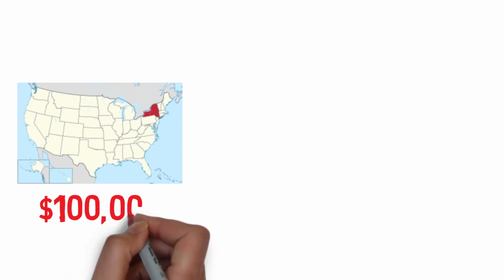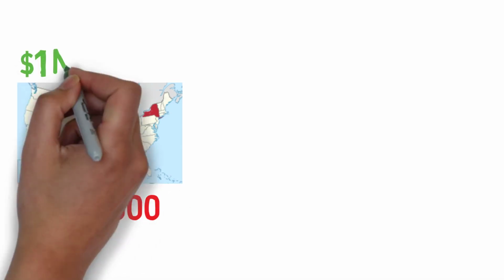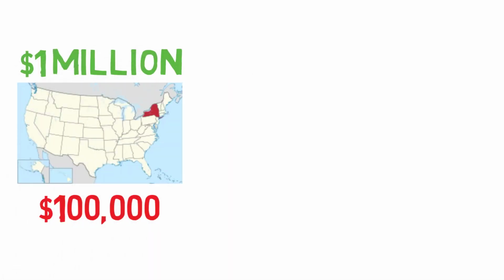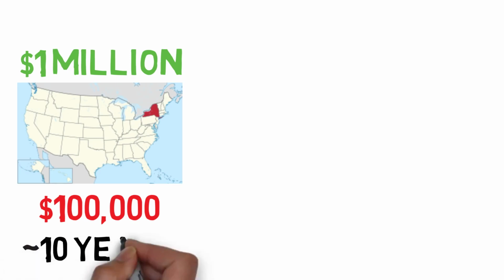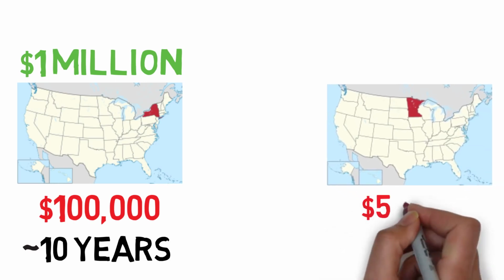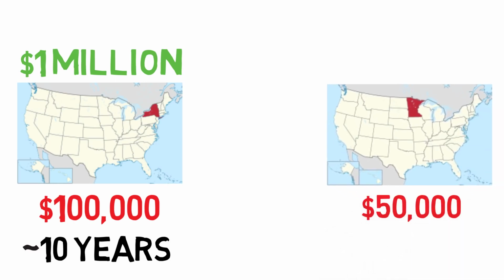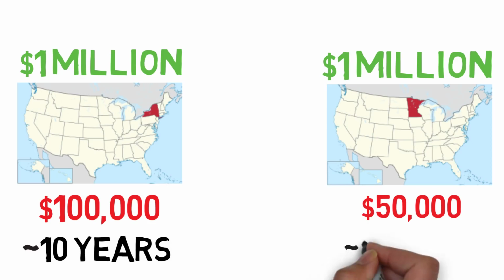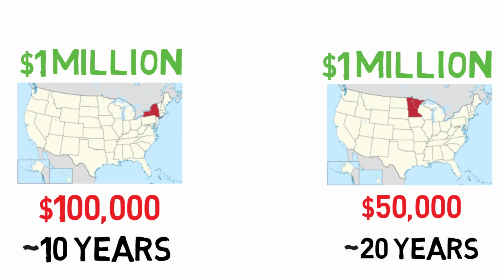Someone living in New York and spending, say, $100,000 a year with $1 million in savings would have accumulated roughly 10 years worth of wealth for themselves, whereas someone living in a lower cost of living area, such as Minneapolis, may only be spending $50,000 a year. Meaning, assuming their savings were the same of course, they would have accumulated roughly 20 years worth of wealth for themselves.